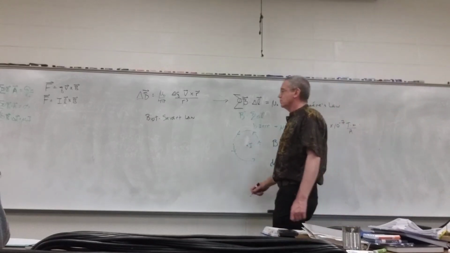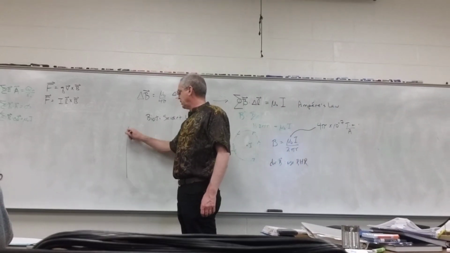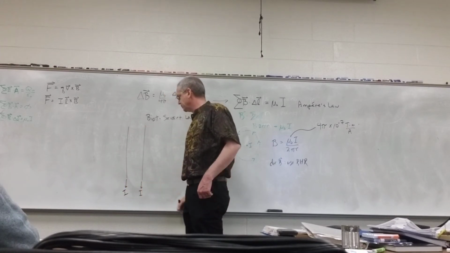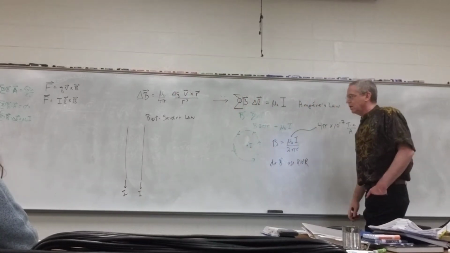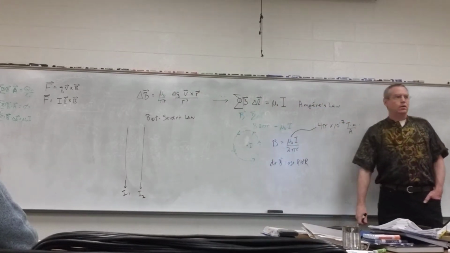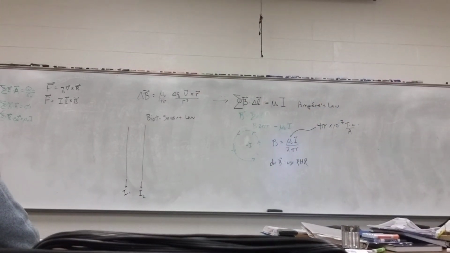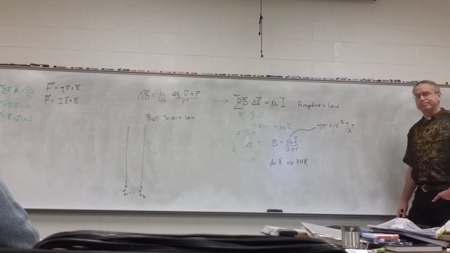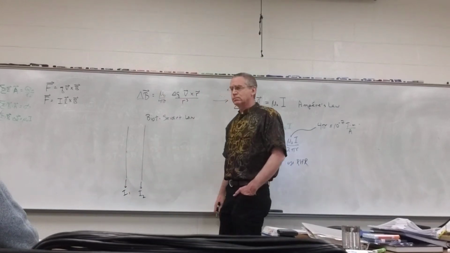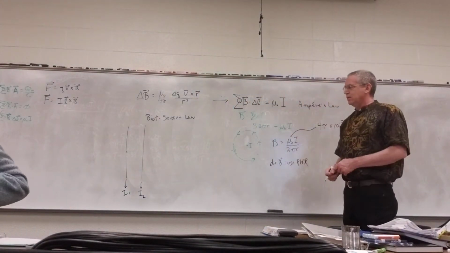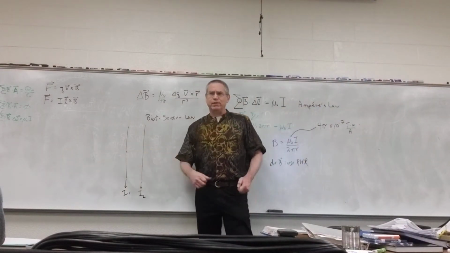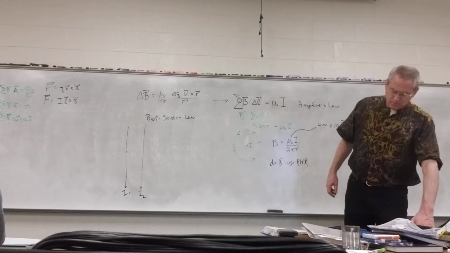So now, I have a current flowing down that way and a current flowing down that way. And I call this I1 and I2. And the question is, what is the force on wire 1? What is the force acting on this wire right here? Well, they're both creating magnetic fields, but I1 is not creating a magnetic field that's acting on itself. That would violate Newton's third law.